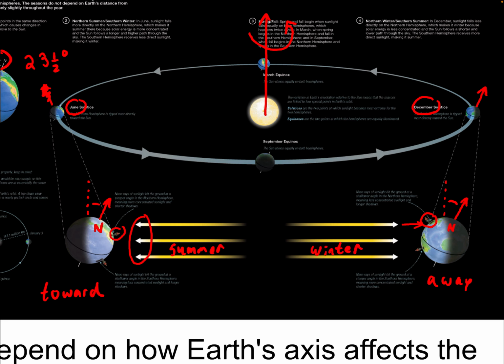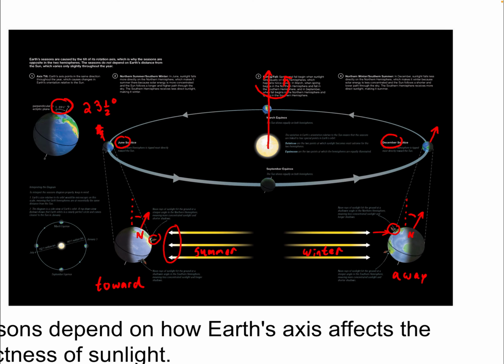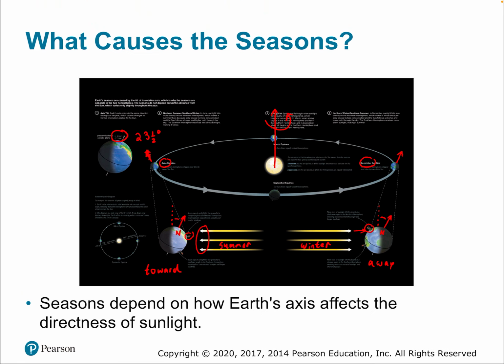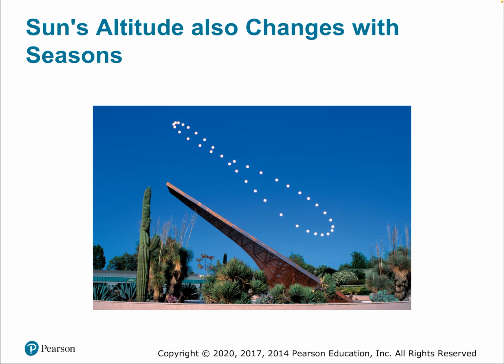So that tilt, the way that the tilt is either towards or away from the sun, that's the seasons, okay? That is exactly what creates seasons on Earth, all right? Coming down to the directness of the sunlight, okay? Its intensity and the length of the day.